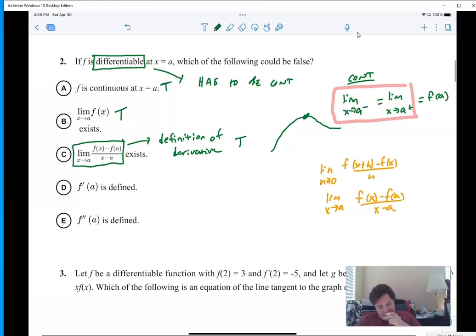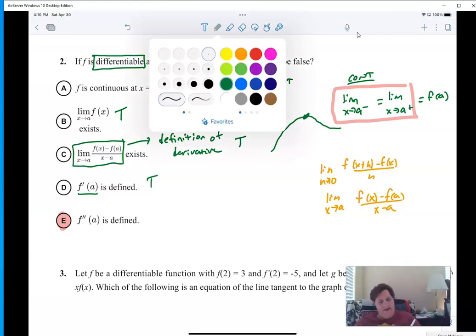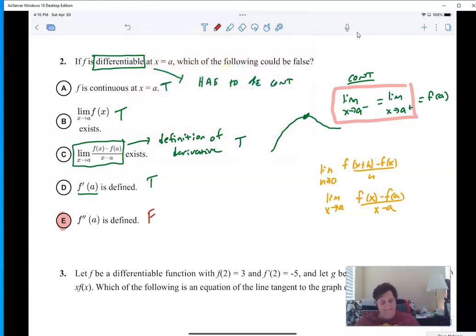So here's my last two things. Does it mean that f prime of a is defined? If it's differentiable, is the derivative at a defined? That's true. That's exactly what it means. So I feel like it means that maybe the second derivative isn't necessarily defined because we don't really know anything about that. So I think that's my only one that's false. Okay.